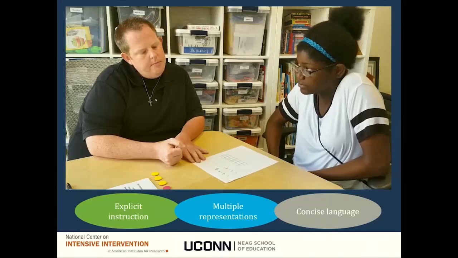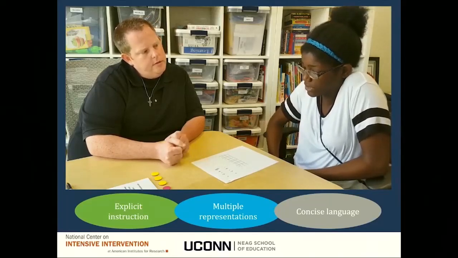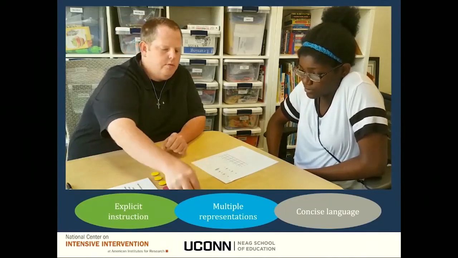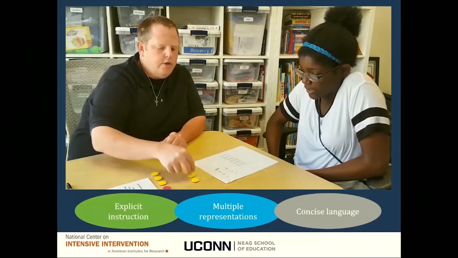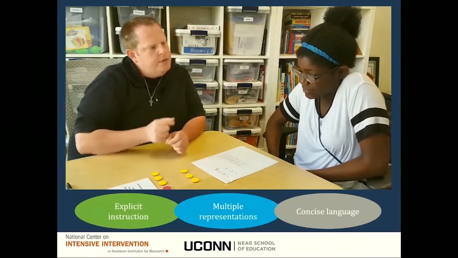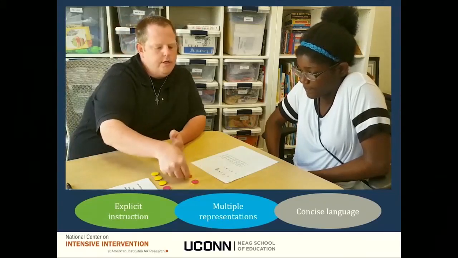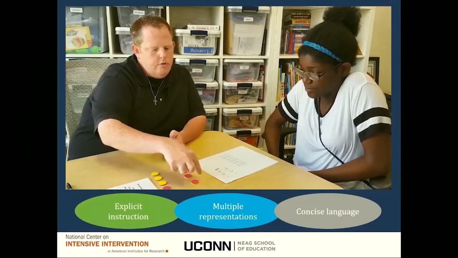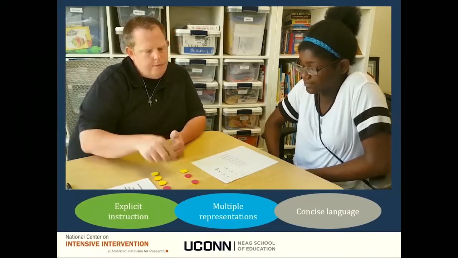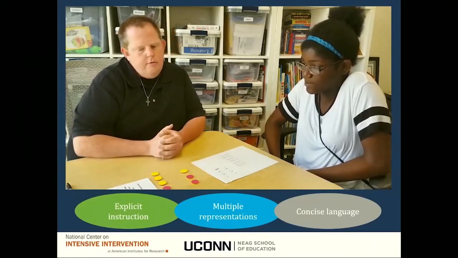Good. And how many pieces are there in the whole set? 3. 3, good. So we're going to get 3. 1, 2, 3. And how many pieces are represented in that whole piece? 2. 2, good. So we're going to turn 2 of them over to the red side. So now we have 2/3, right? Good.